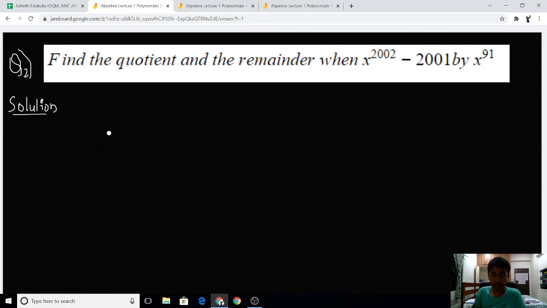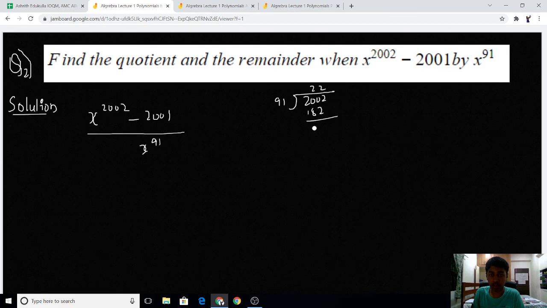So now I'm going to write. The main idea behind polynomials is the remainder theorem and the division algorithm. These are the two main parts where they ask questions. So let us write here: x power 2002 minus 2001 is divided by x power 91. If you divide 2002 by 91, you get 22.